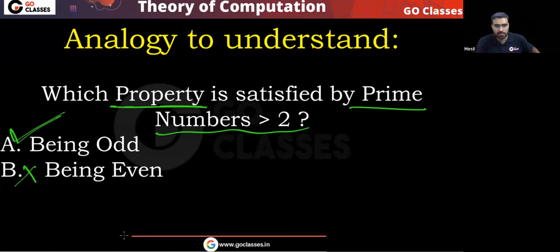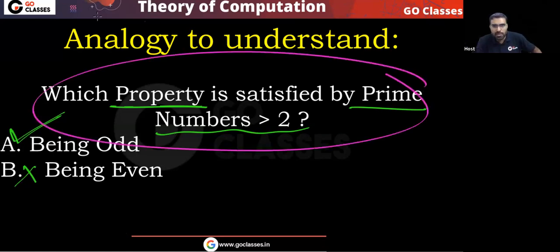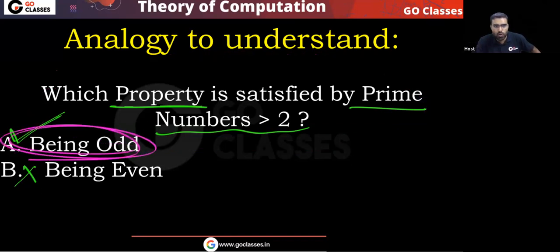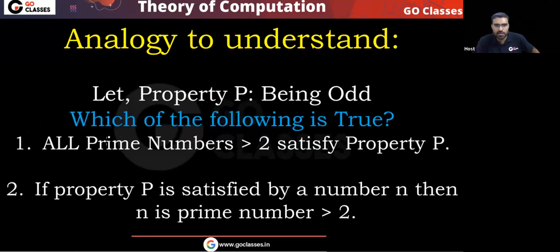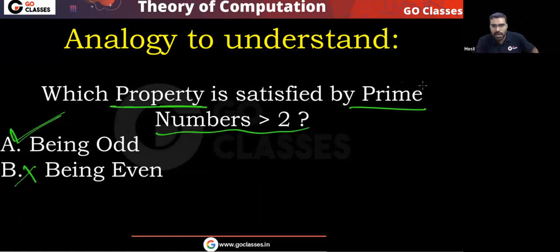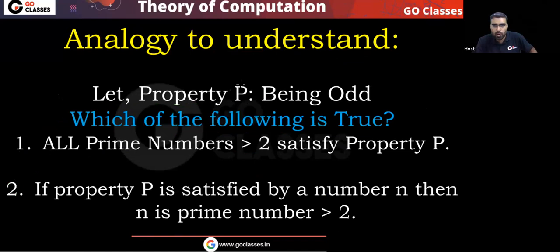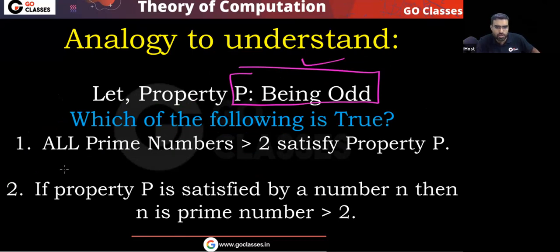Now you tell me one thing. So all the prime numbers greater than 2 will satisfy this property. Which of these two statements is true? I'm saying every prime number greater than 2 will satisfy this property. Let's assume this property is P. P means being odd. This is property P. Now tell me which statement is true.